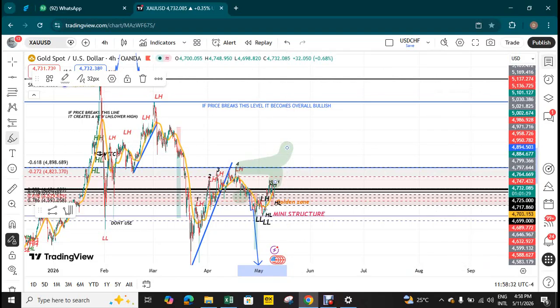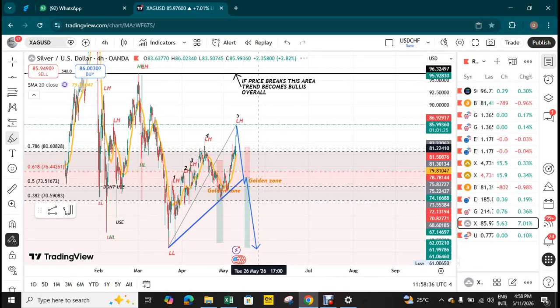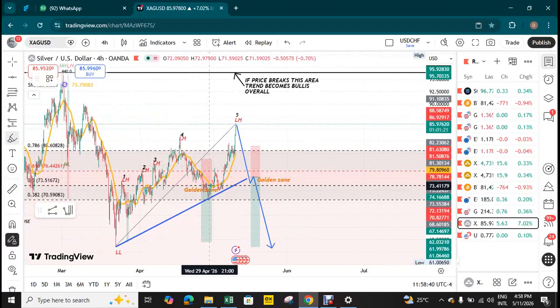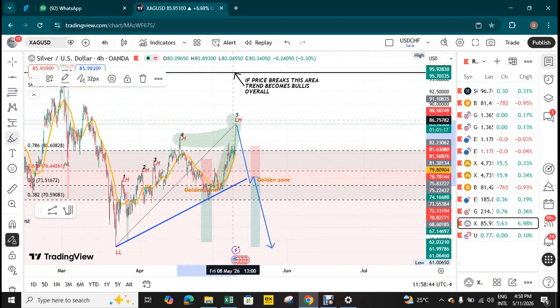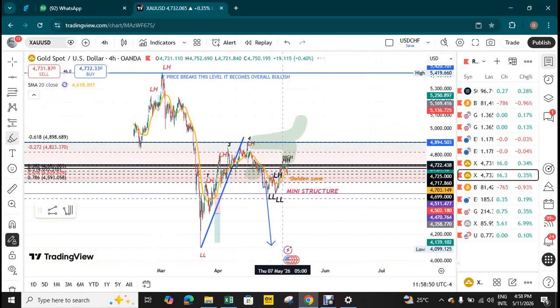For example, let's quickly take a look at silver. Silver, you can see we have LH5 here. We saw price move from here, cross this previous LH4 and give us a new LH5. So now you understand. So on gold, that's what is about to happen.